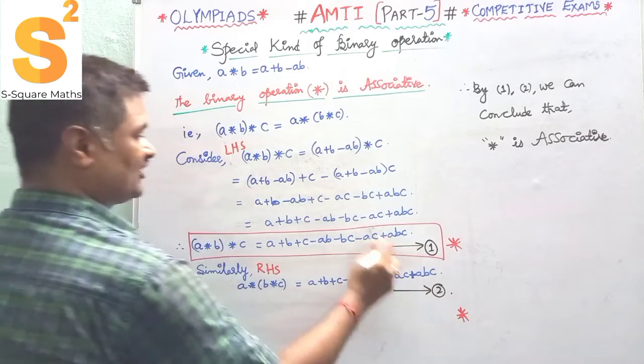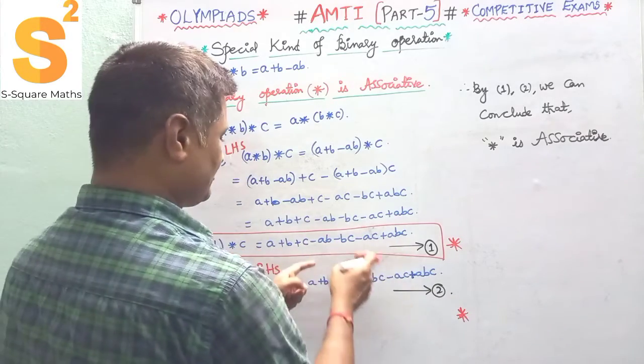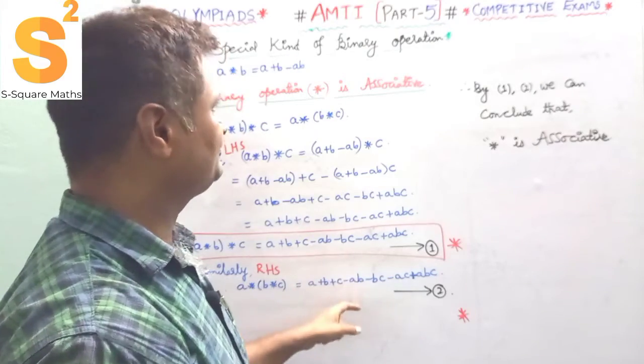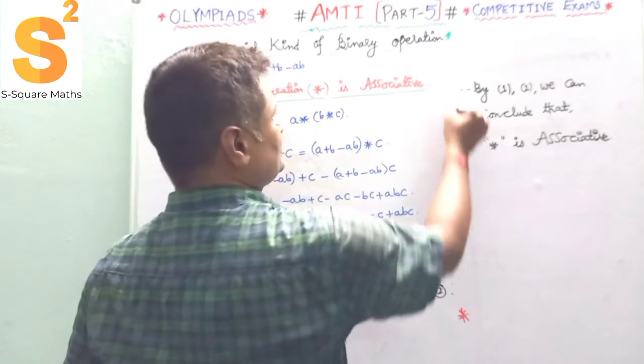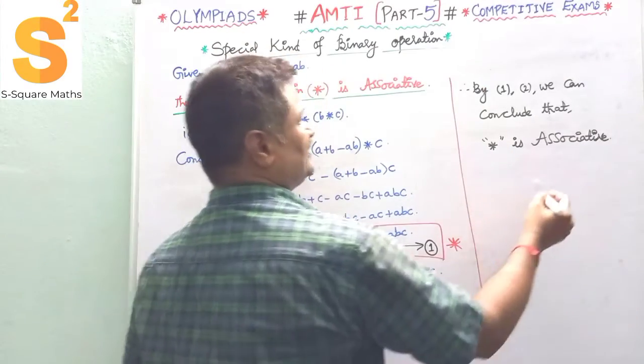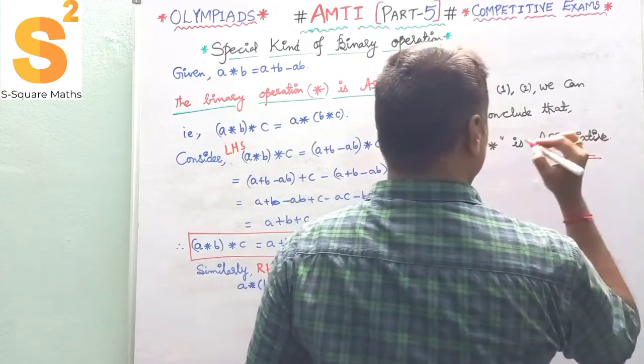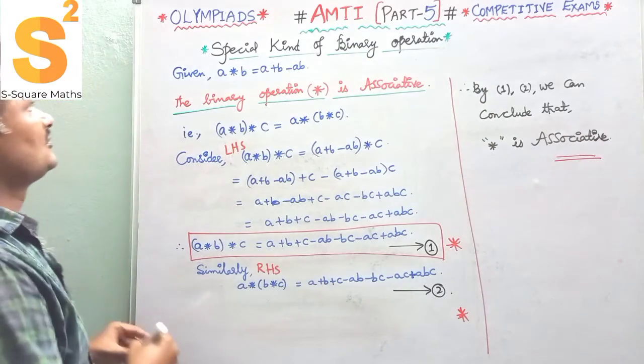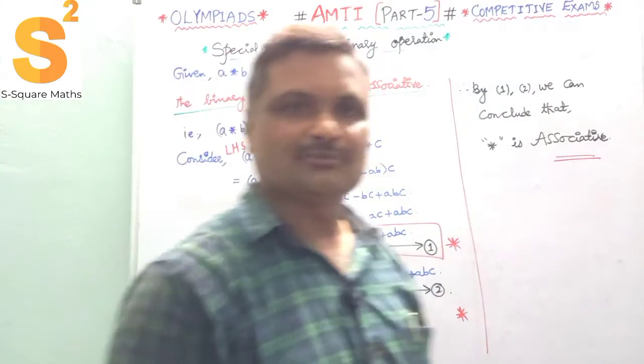Okay. So from 1 and 2 we got the same expressions, a plus b plus c minus ab minus bc minus ca plus abc. So now I can say that the star is associative. From 1 and 2 we can conclude this. So once you have the total look at this part also.